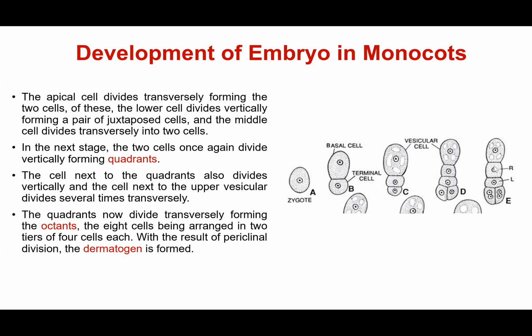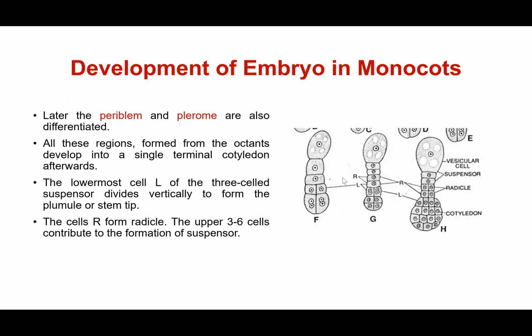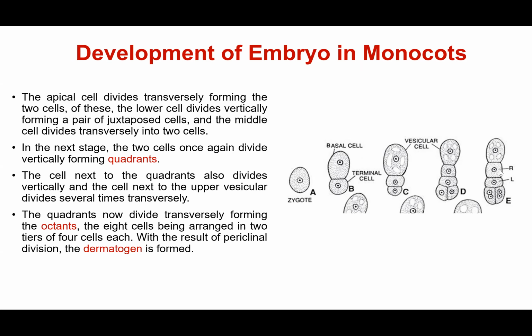From this quadrant stage, several divisions happen to form an octant stage. You don't need to remember each of these cells, R, L, and what is happening. You just remember that the 2 cells divide to form a quadrant stage, and all the cells present in the quadrant stage divide to form an octant stage. Similar to what happened in dicots, in this octant stage you have 8 cells, out of which 4 cells are arranged in 2 different tiers.